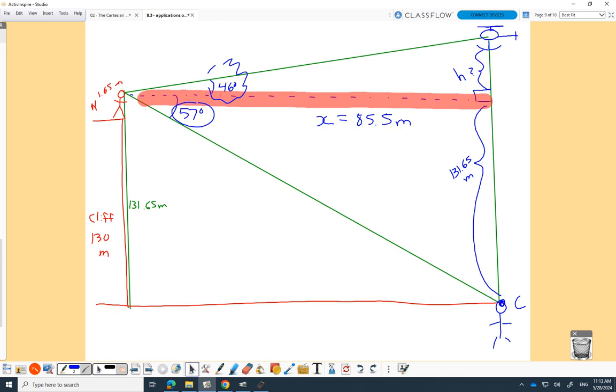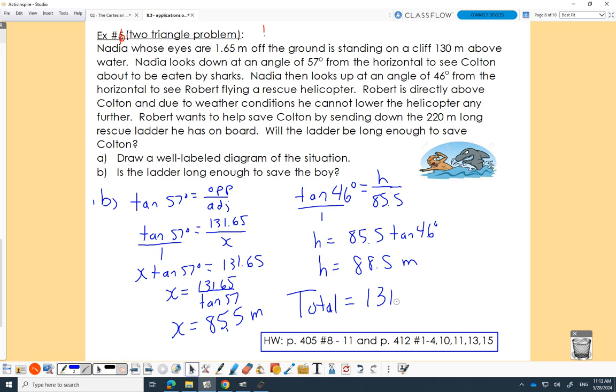Take the 131.65 and add the 88.5. Don't write it on one line because people will yell at me if I do that. And you get 220.65? 220.15? 222.15? No. 220.15. Ha! 15 centimeters. Are Colton's arms 15 centimeters long? Yeah, we should be okay.